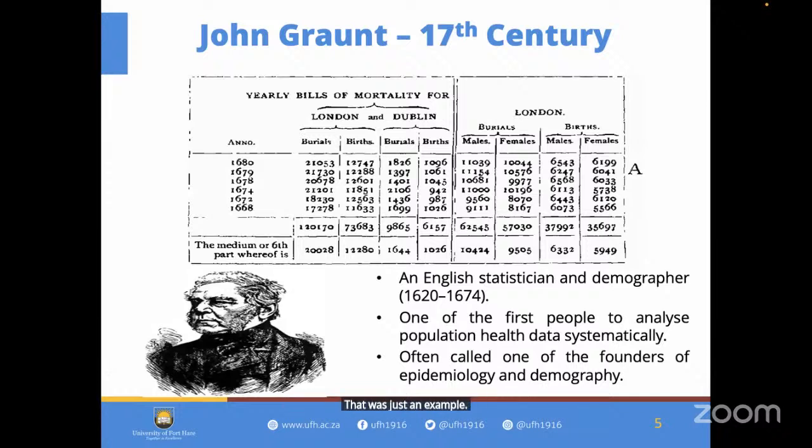And also he was able to give us the vital statistics that out of the 500 deaths that occur in this particular district, 300 of them were males, while 200 of them were females. That was the work of John Graunt.